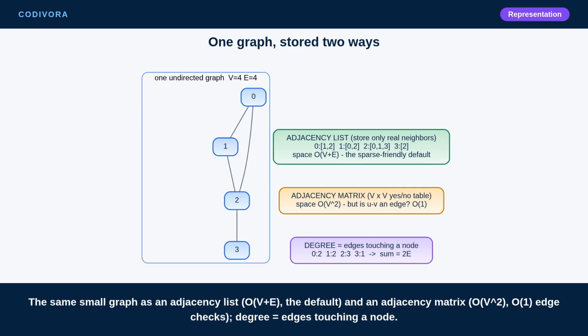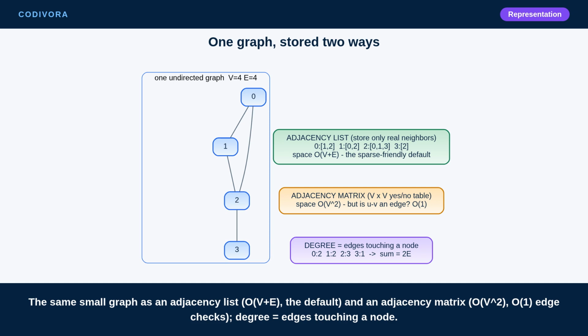Before the algorithms, how do we store a graph? 2 ways, same graph. An adjacency list keeps, for each node, only its real neighbors like your phone contacts, and it costs O of V plus E. That is the default because real graphs are sparse. An adjacency matrix is a full V by V grid of yes or no, one box for every possible pair, so it costs V squared, but it can answer, is this an edge, in constant time?